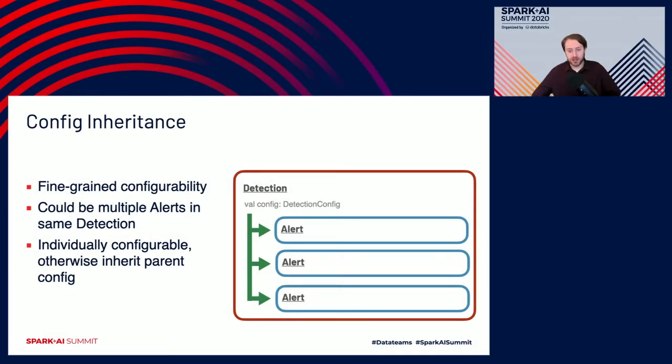A detection can contain multiple related but independent alerts, and most of the time, you'd want them to be configured in the same way. Things like using the same emitter or inferring the parameters by the same convention. By default, they'll inherit the configuration of the parent detection, but remain individually configurable should you want granular control of them.